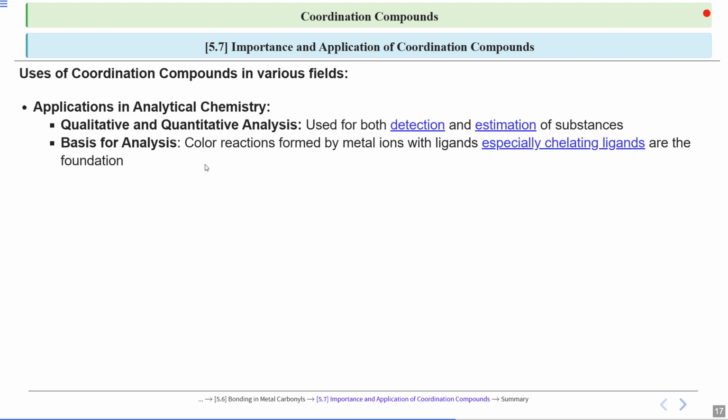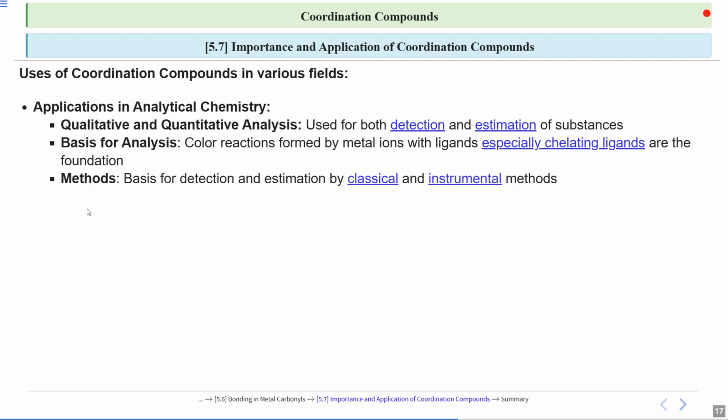Like if the coordination compound is exhibiting color differently with different ligands, right? So these color reactions, which are formed by metal ions with the ligands, especially when they are forming a bond with the chelating ligands, exhibit these different colors. They are the foundation for analytical chemistry. The methods: the basis for detection and estimation by the classical and the instrumental methods. We use either classical or instrumental methods to use these coordination compounds in analytical chemistry.